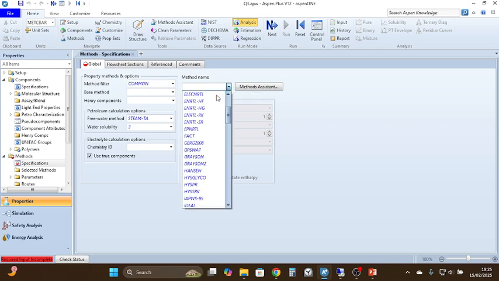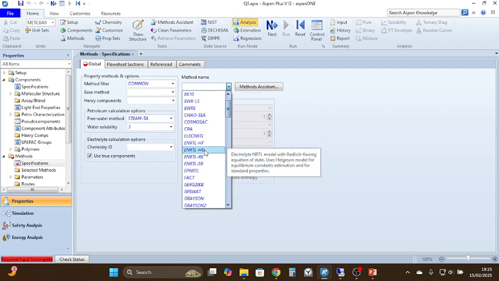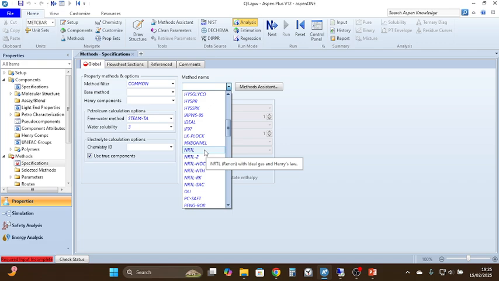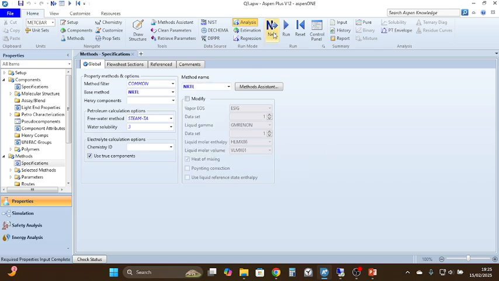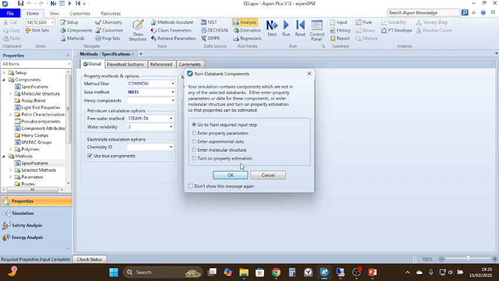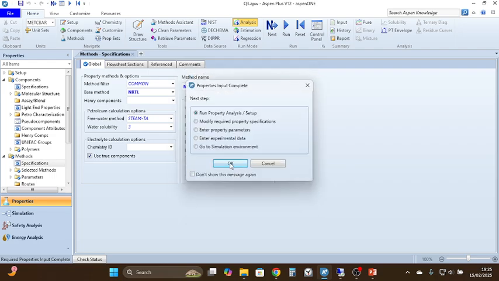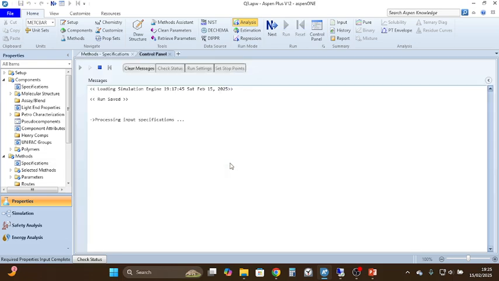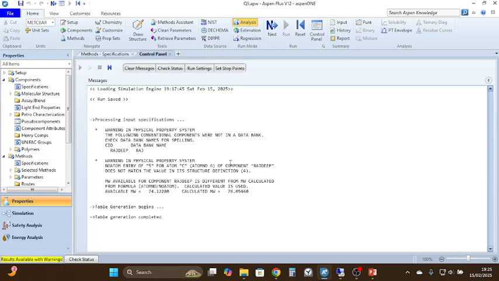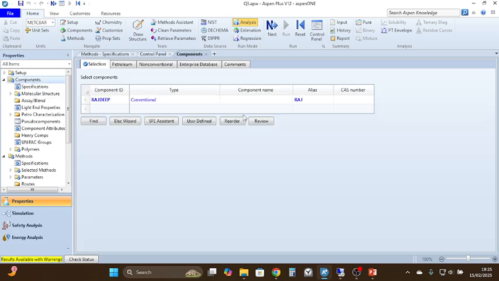Let us select the method name as NRTL. Now we are going to click on next. We are going to run the property analysis. You can see it is telling that this was not in the data bank. So let us go to this components over here and select this review.